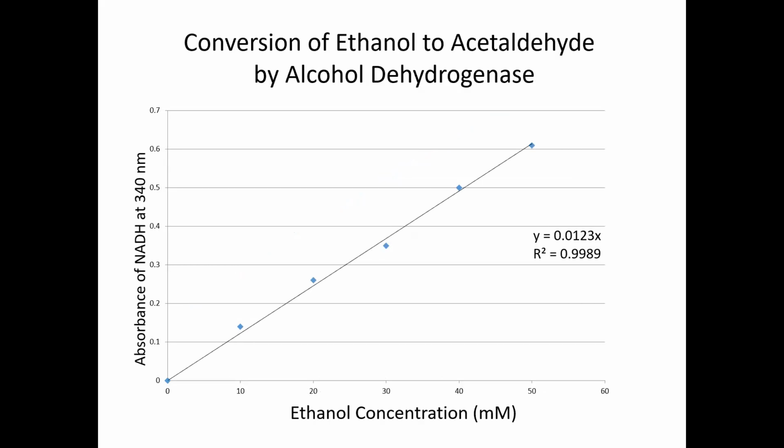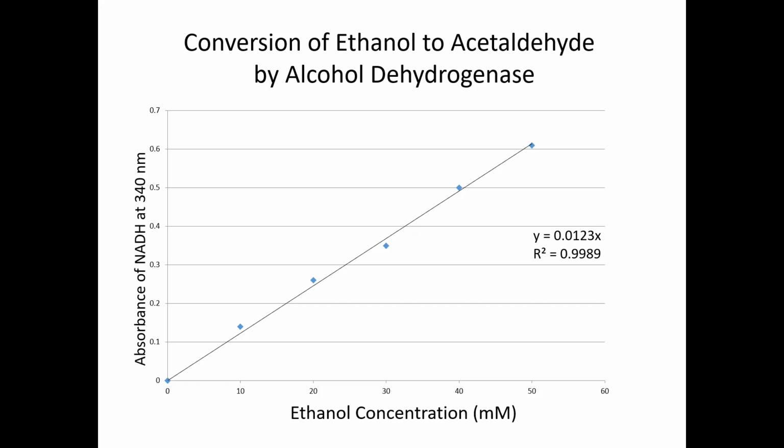Here's a better version of the graph. We're following the conversion of ethanol to acetaldehyde, substrate and product, using the enzyme alcohol dehydrogenase. Now we know that we're working with ethanol on the x-axis, concentrations in millimolar. The y-axis, we're following the absorbance of NADH. You can't measure directly ethanol or acetaldehyde. It's linked to NADH, which we can measure at a wavelength of 340 nanometers.